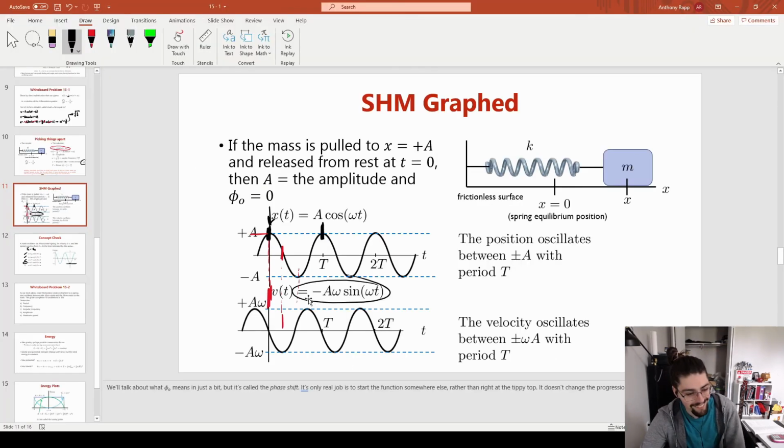We're getting there. V max is equal to A times omega. Yes. That is just true because sine can be anything between 1 and -1. So the most that the velocity could ever be is A times omega.